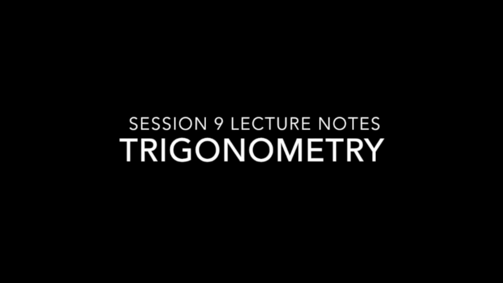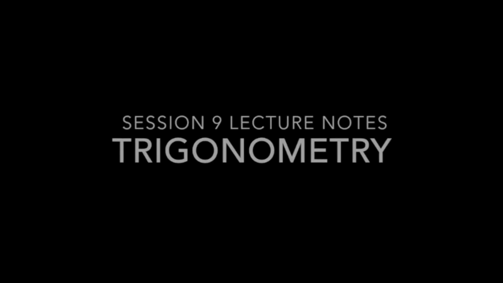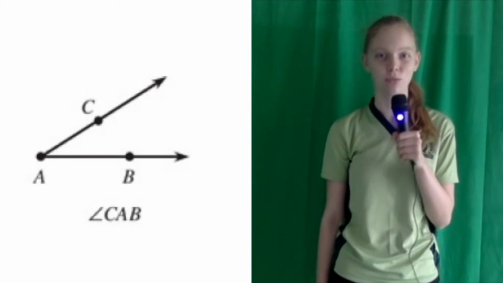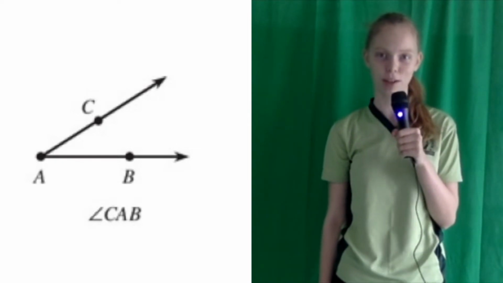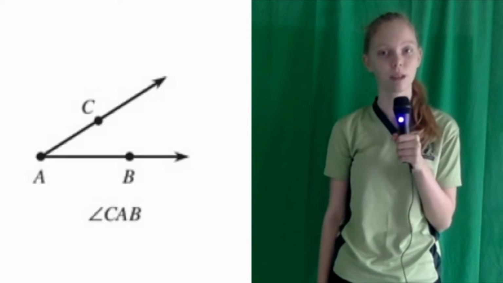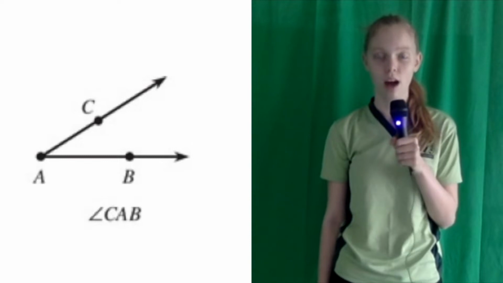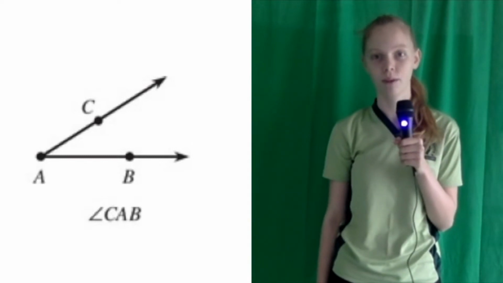Welcome to Session 9, Trigonometry. An angle is made up of two rays. A ray has one end that is a point and the other end extends out for infinity. You form an angle by taking two rays and rotating one ray away from the other ray.